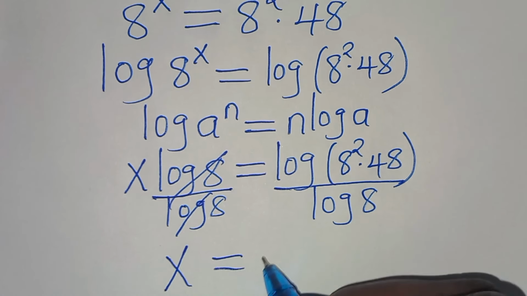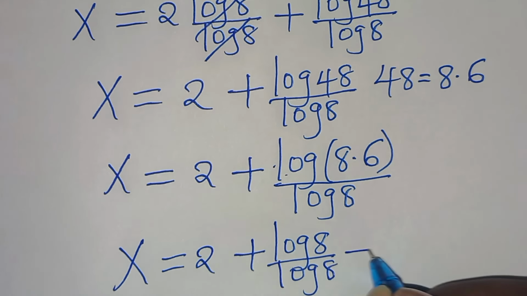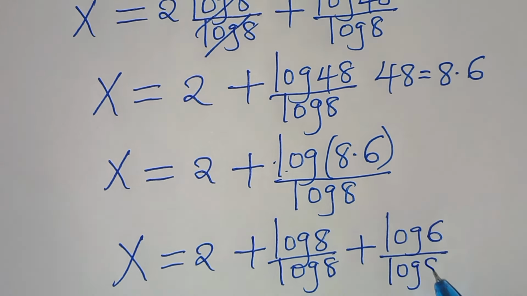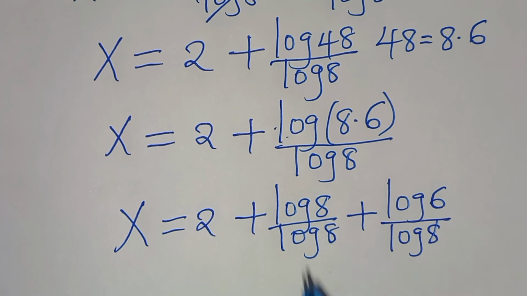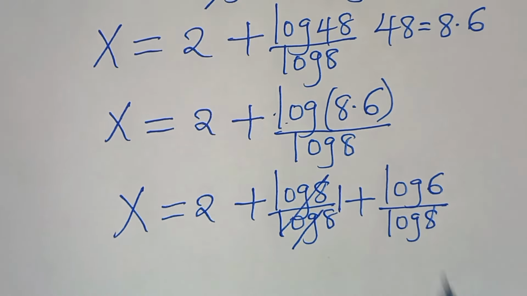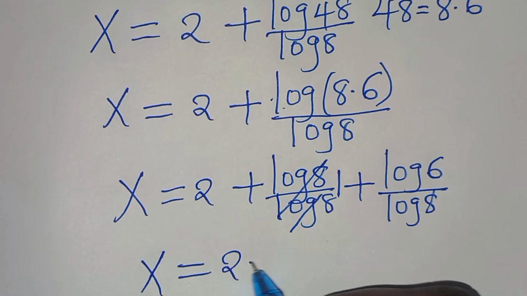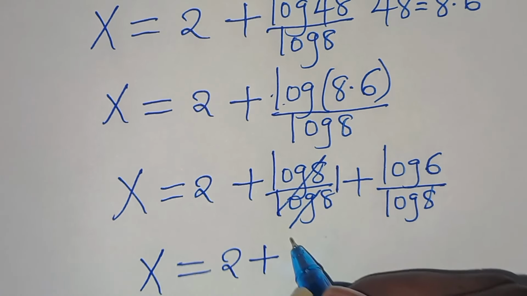We have that log 8 times 6 is in the form of log a times b, which you can express as log a plus log b. Therefore, we have x equal to 2 plus log 8 divided by log 8, plus log 6 divided by log 8. Now let's simplify here. We can simplify log 8 and log 8. This is 1. So that now we have x equal to 2 plus 1.